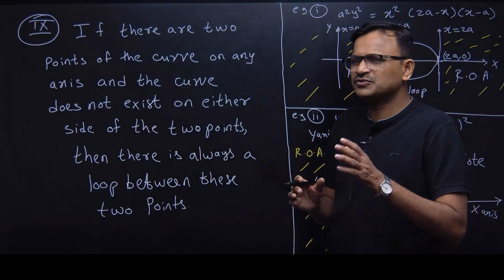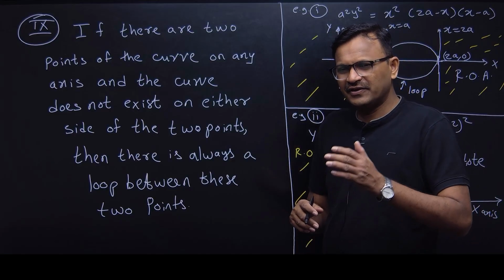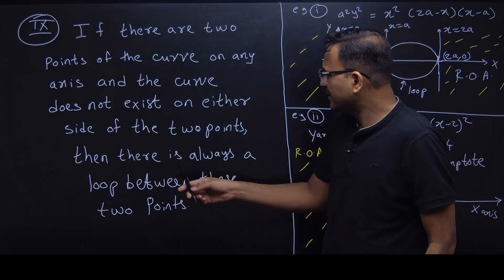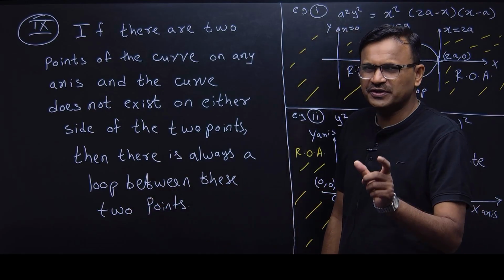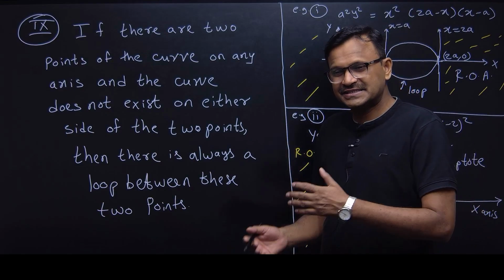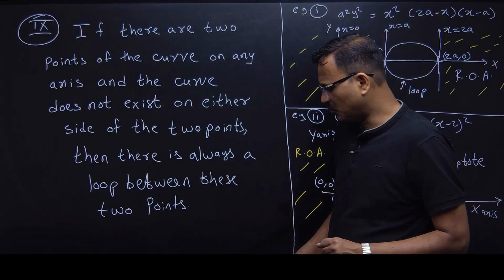So if there are 2 points on the curve and it does not exist on either side, that means it is not existing either on the left hand side of that point or right hand side of the point, or on both the sides, then there is always a loop between the 2 points. If there are 2 points on any axis and the curve ceases to exist on either side, then there must be a loop between the 2 points.